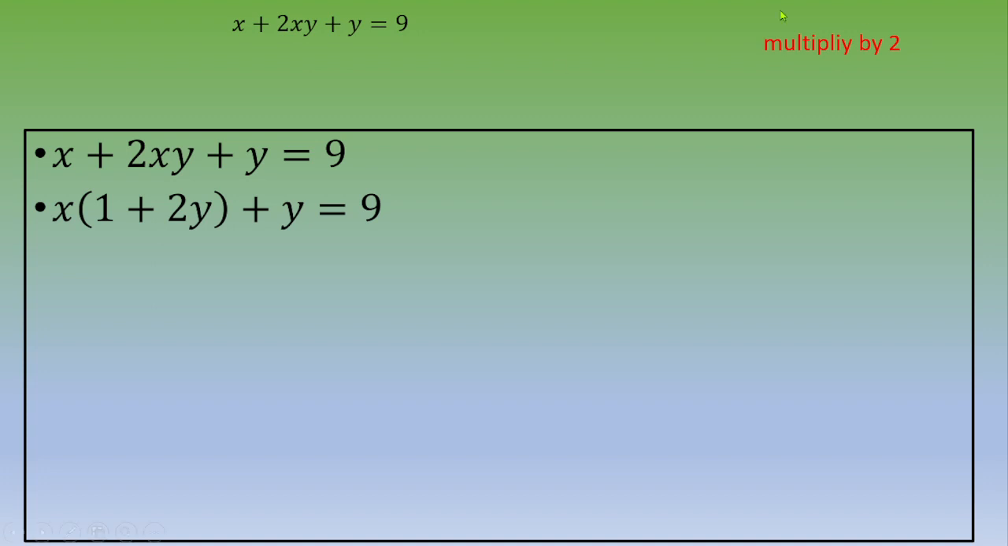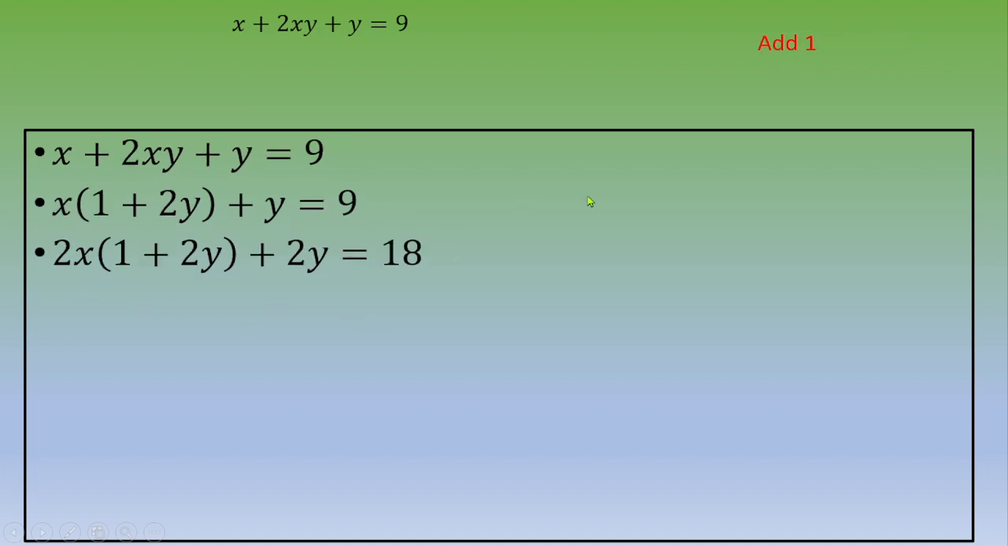Well, first step, you multiply the left side and the right side by 2. So you get 2x times (1 plus 2y) plus 2y equals 2 times 9, which is 18. Then you want 1 plus 2y, so you add 1 on both sides. So this is 2x times (1 plus 2y) plus 2y plus 1 equals 18 plus 1, which is 19.